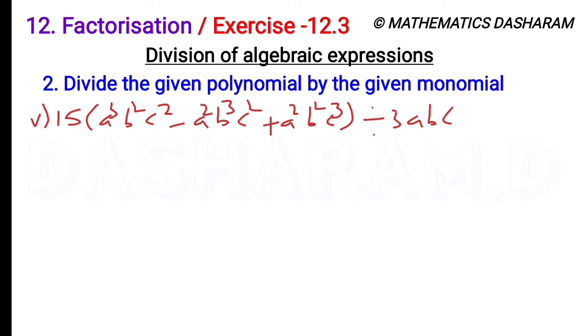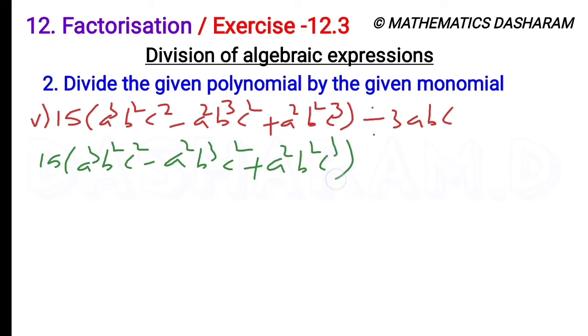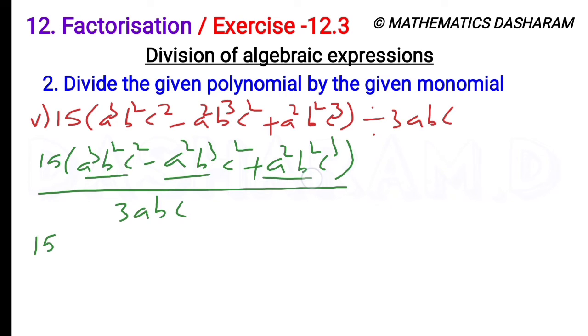Fifth question: 15a cube b square c square minus a square b cube c square plus a square b square c cube, divided by 3abc. So 15 is already common. From this, observe the three terms. Here a cube, a square, a square, so the maximum common is a square. b square, b cube, b square, so the maximum common is b square. c square, c square, c cube, the maximum common is c square. Now take the bracket.